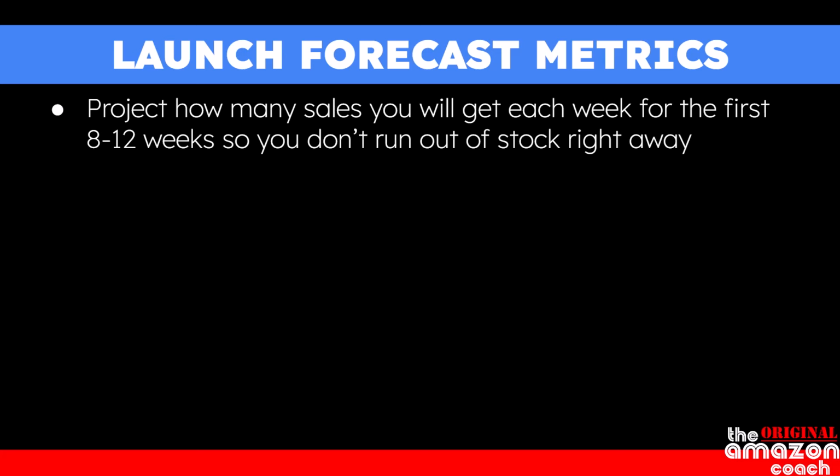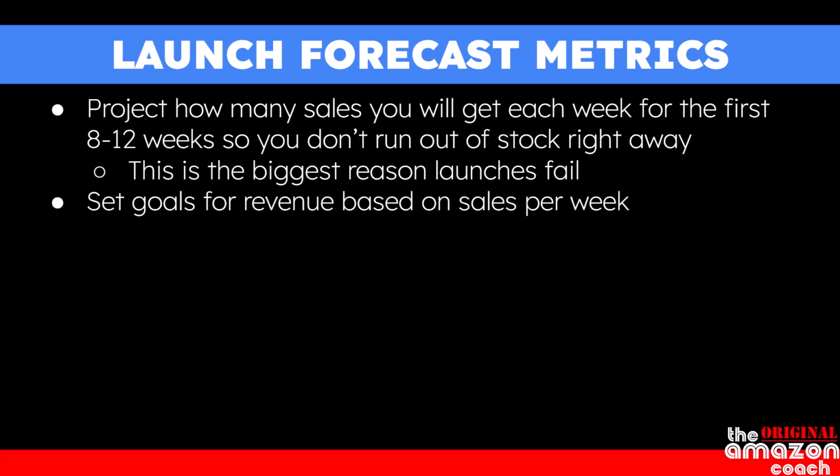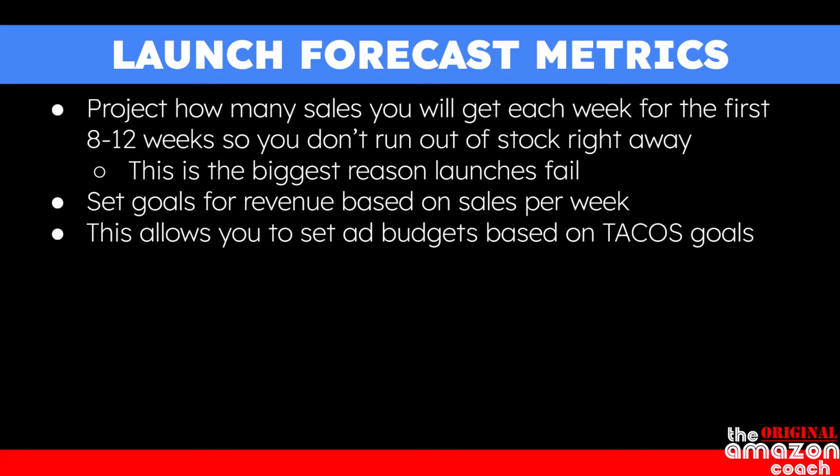The first thing you want to do is make sure you project your sales per week so that you can see how your initial inventory will hold up and when you need to likely reorder the product so you don't run out of stock. Running out of stock during launch is the biggest reason a product launch fails, and it can even kill the product's ability to be profitable ever again. So do not run out of stock. And based on the sales you project for each week, you can start to plan your monthly revenue goals. This in turn allows you to set ad budgets for each campaign based on your TACoS goals.